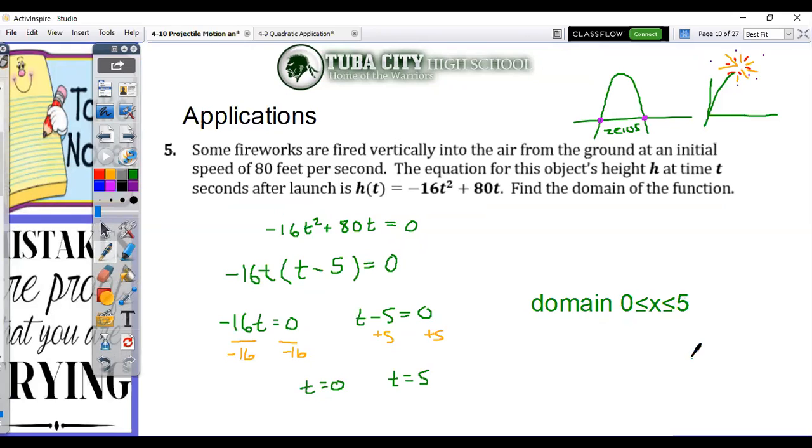And we are done with this one. We have answered the question. We have found the domain. The time of the rocket being off the ground was between 0 and 5 seconds.